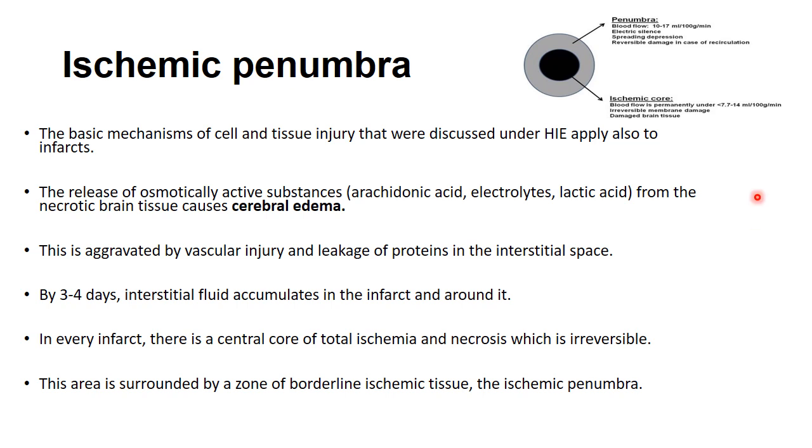So in the early infarct, this is the zone that develops. Now what is this zone? This is the ischemic zone. This central core of total ischemia and necrosis is an irreversible area of damage. On the other hand, the zone which surrounds it is a borderline ischemic zone and is called the penumbra or the ischemic penumbra. Okay, why is it so important?